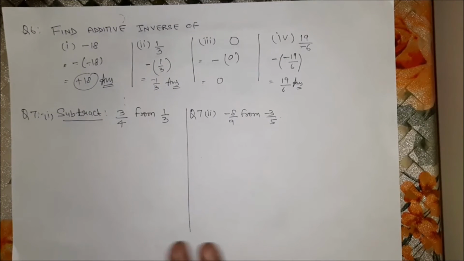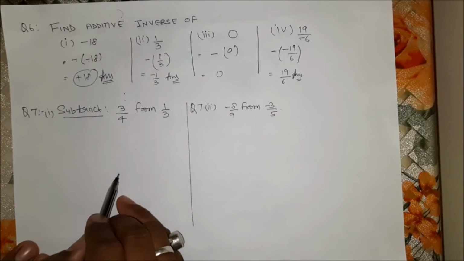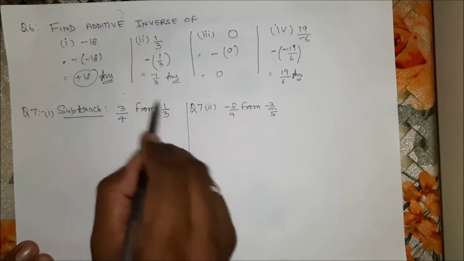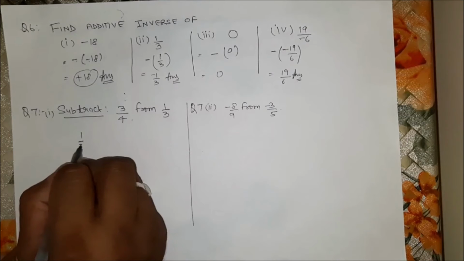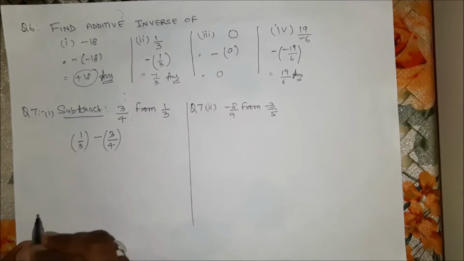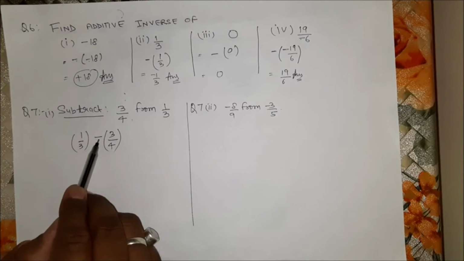Okay. Now the question is subtract 3 by 4 from 1 by 3. Subtract this from this. First term from second term means we need to find second term minus first term. Because we have to subtract, so we will put negative sign here.